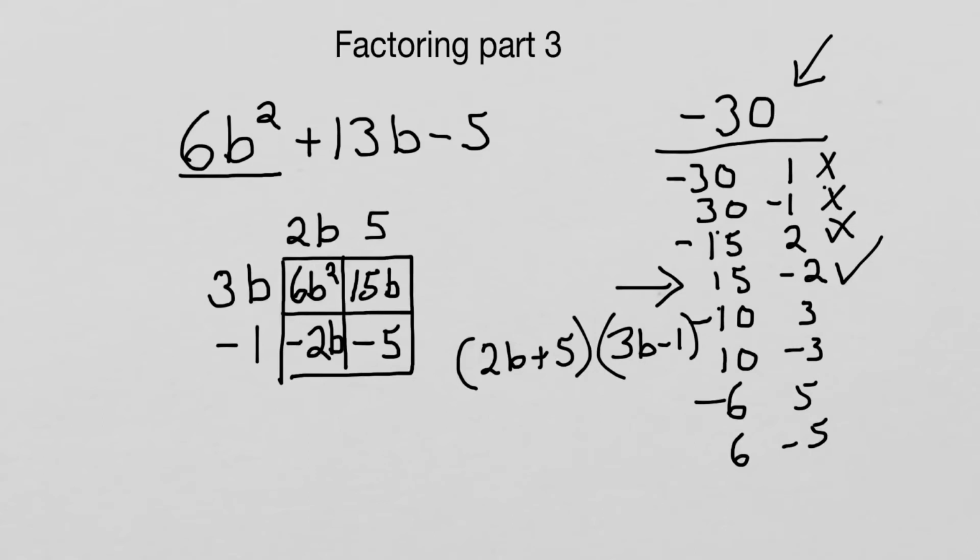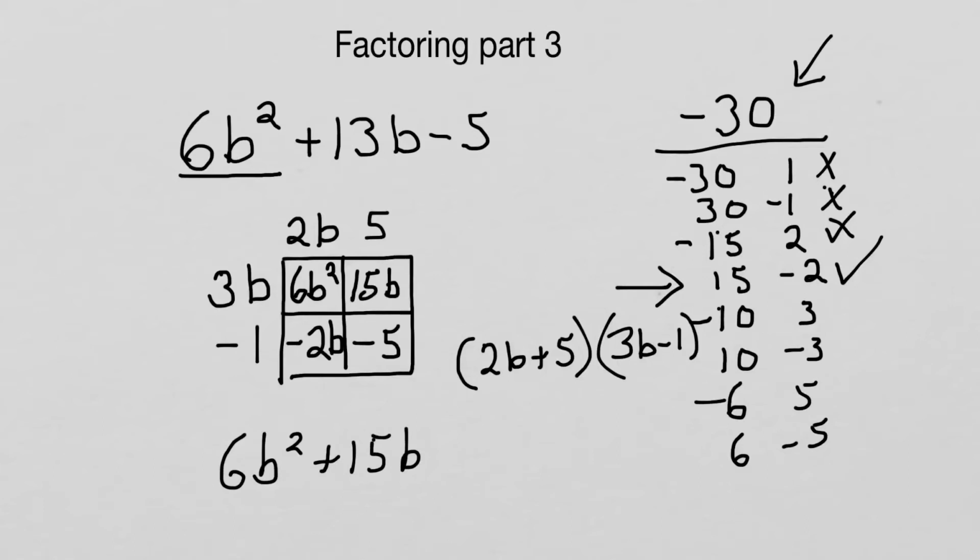If you want to check that, you can go back and check your grid. This is why the grid's nice, because you go back and see if it works. Upper left-hand corner: 2b times 3b equals 6b squared. Check. That works. So I'm going to put that down here, 6b squared. Upper right-hand side: 5 times 3b equals 15b. That works.